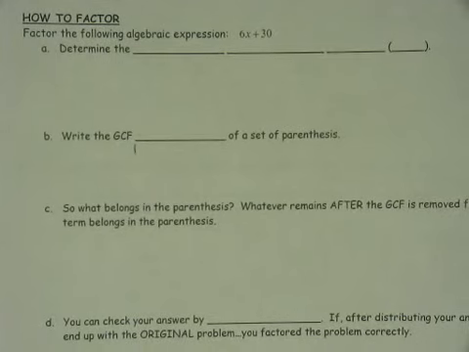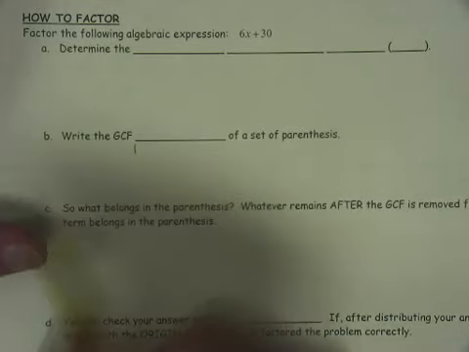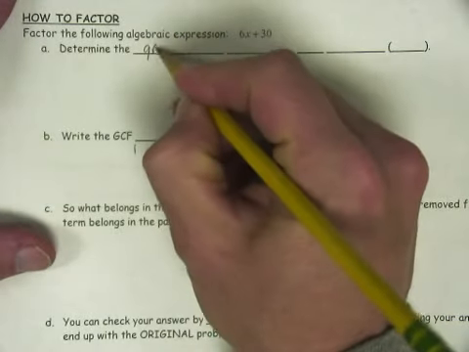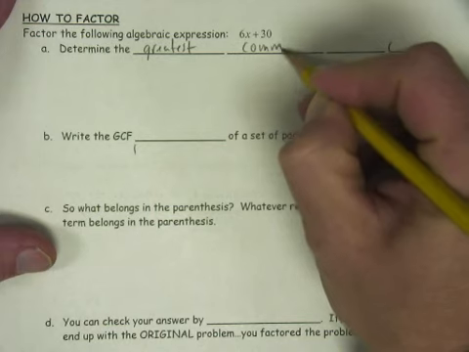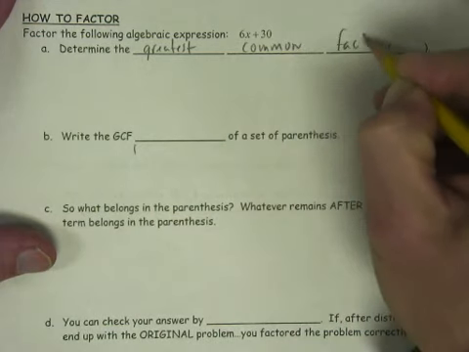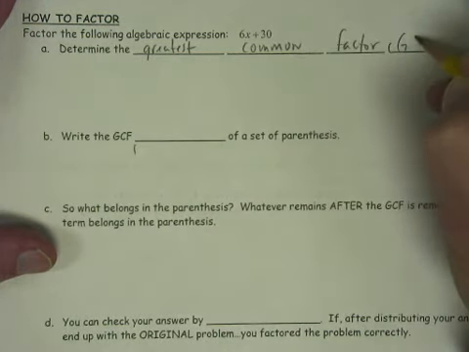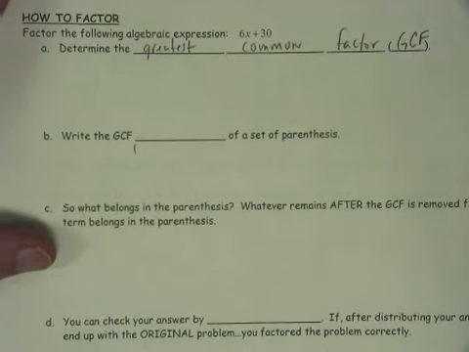All right. So how do you factor? How do you go in reverse? All right, the first thing we have to do is find the greatest common factor, which is the GCF. I know you all have done that before, but just in case you haven't, I'm going to go ahead and do it with you real quick.